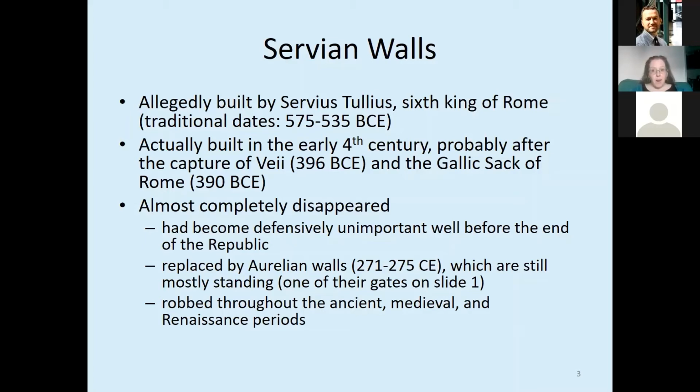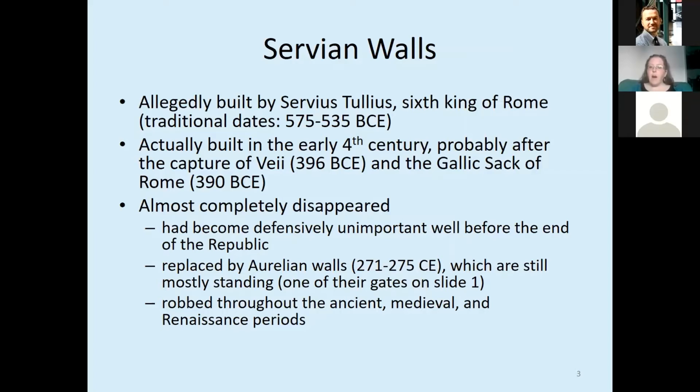They probably were not built by King Servius Tullius. They were probably actually built sometime in the earliest 4th century BCE, probably after the capture of Veii in 396 and the Gallic sack of Rome in 390. I believe they are at least partially built of stone that comes from the territory of Veii. So it makes sense that, after Rome had got that territory, they had the stone. And then after this terrible trauma of the city being sacked by the Gauls, they went, okay, now we need to build some big city walls. So that's the reasoning for these dates.